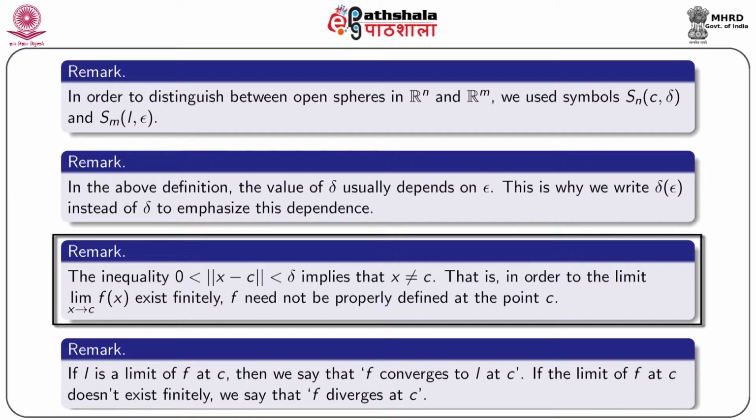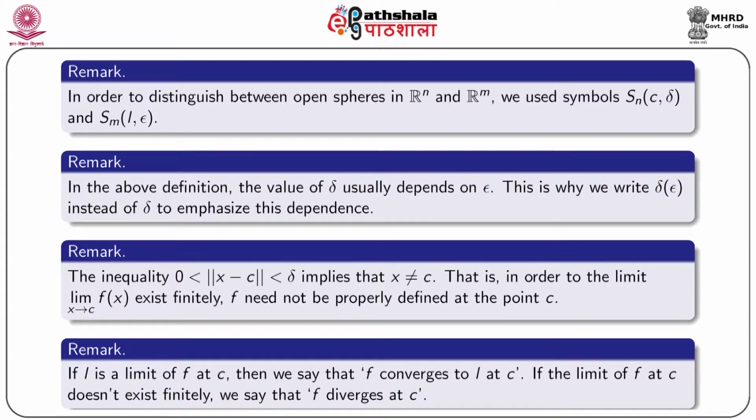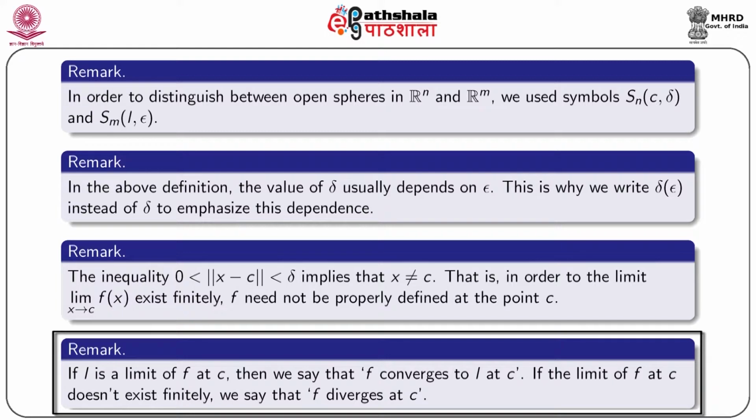Third remark, the inequality 0 less than norm of x minus c less than delta implies that x is different from c. That is, in order for the limit of f(x) as x tends to c to exist finitely, it may so happen f is not even properly defined at the point c. Next, if L is a limit of f at c, then we say that f converges to L at c. If the limit of f at c does not exist finitely, we say that f diverges at the point c.